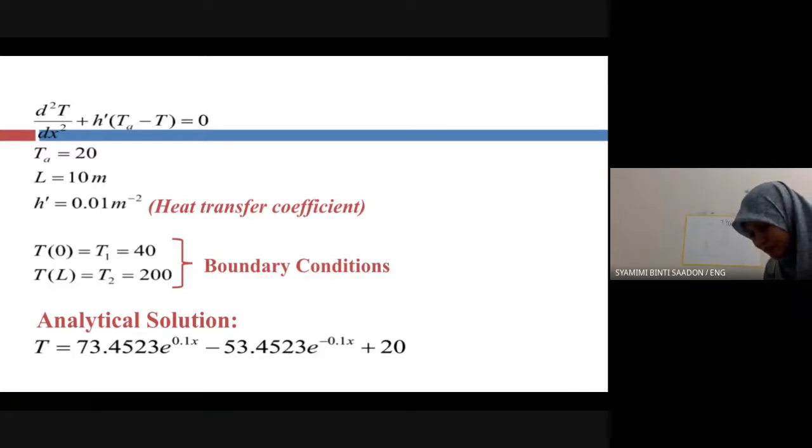Okay, how to write it? Remember, 10.15. Okay. So I'm going to write like this. Dz dx.